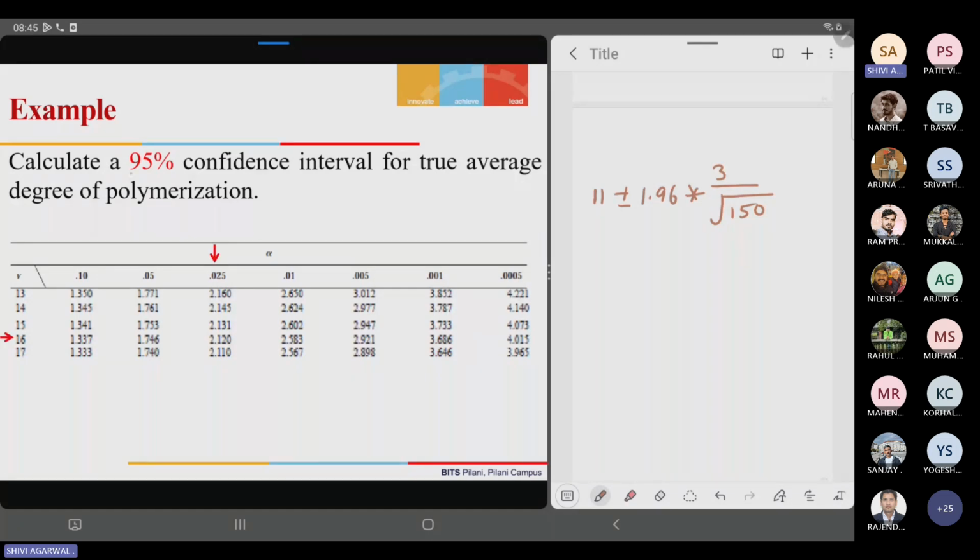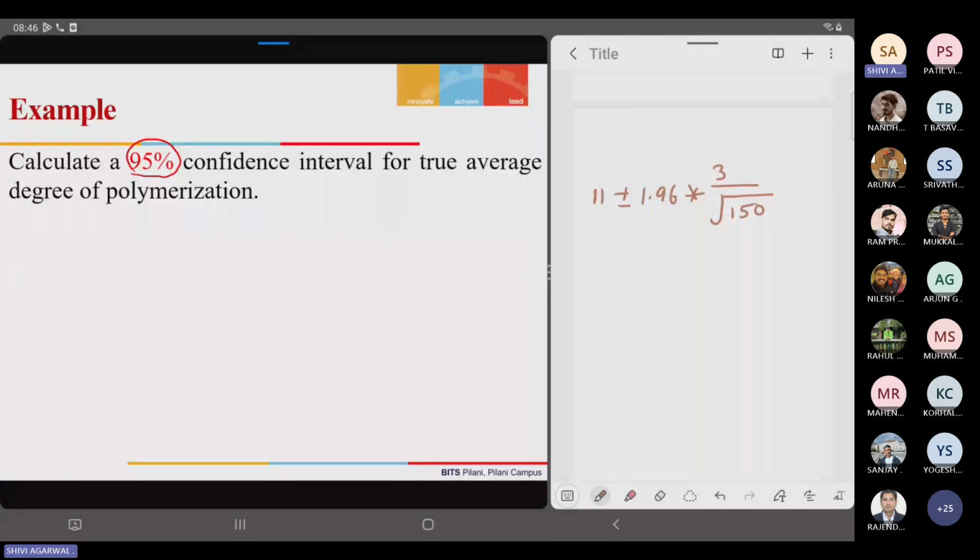Now they are asking for a 95% confidence interval for polymerization. One minute, one example.